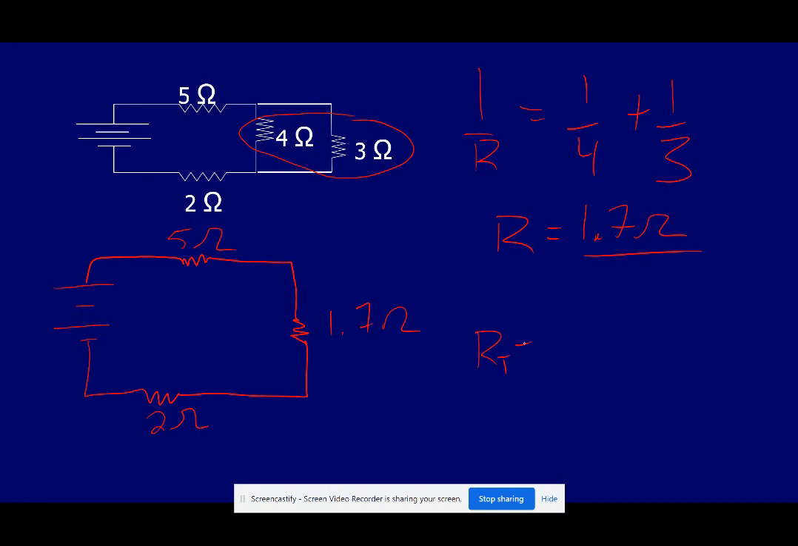Then to find my total resistance in this circuit, it's just a 5 ohm resistor, a 2 ohm resistor, and a 1.7 ohm resistor. 5 and 2 is 7, plus 1.7 is 8.7 ohms. You can do that on your calculator if you need to.